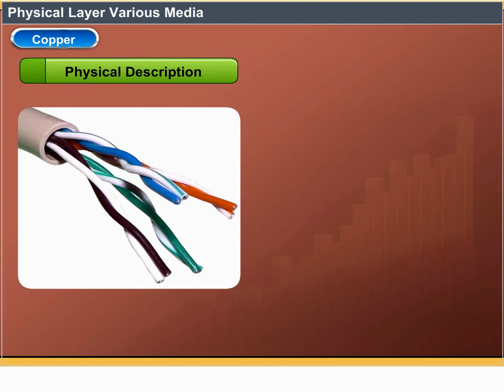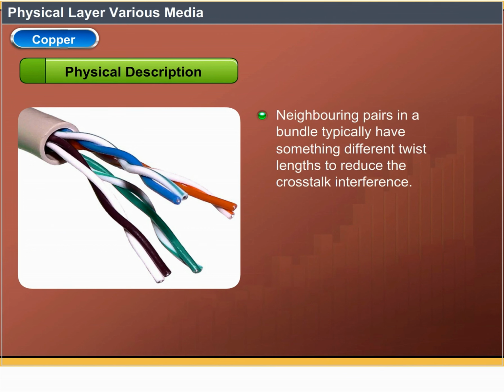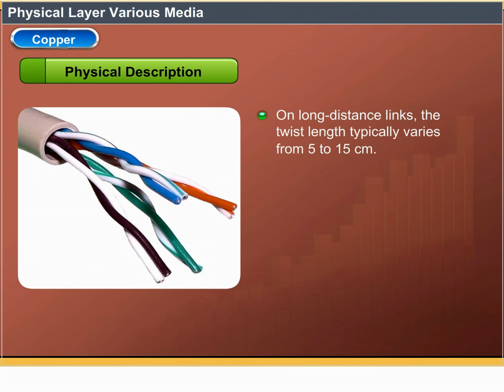The twisting tends to decrease the crosstalk interference between adjacent pairs in a cable. Neighboring pairs in a bundle typically have somewhat different twist lengths to reduce the crosstalk interference. On long-distance links, the twist length typically varies from 5 to 15 cm. The wires in a pair have thicknesses of from 0.4 to 0.9 mm.